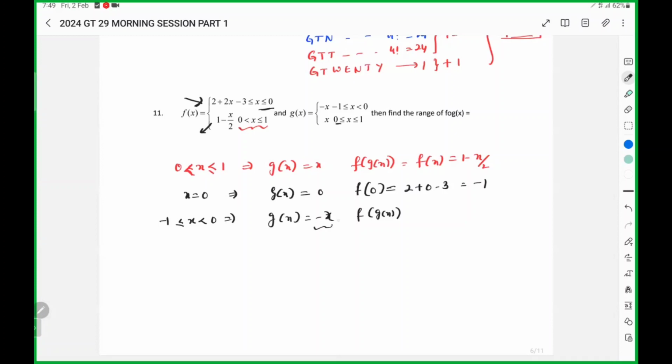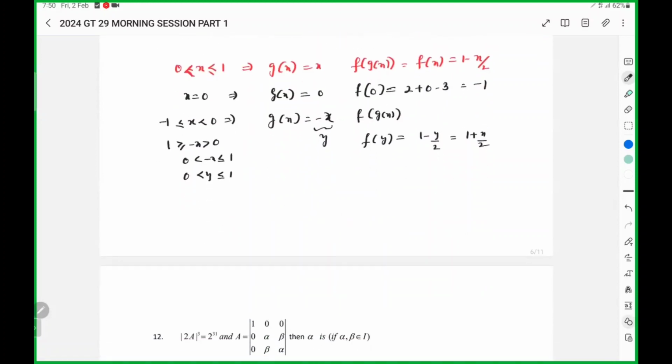So what is the range of g of x? When you multiply by minus, 0 less than minus x less than or equal to 1. Let us take minus x as y. f of y, y lies between 0 and 1. Then I have to choose this function. But finally that y is nothing but minus x, so it is 1 plus x by 2.